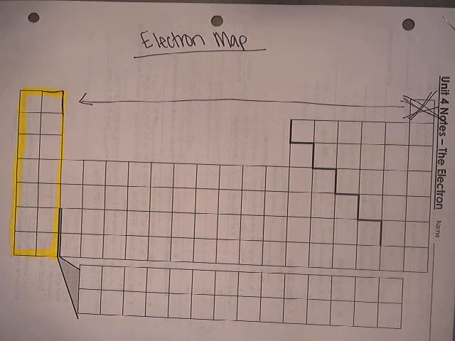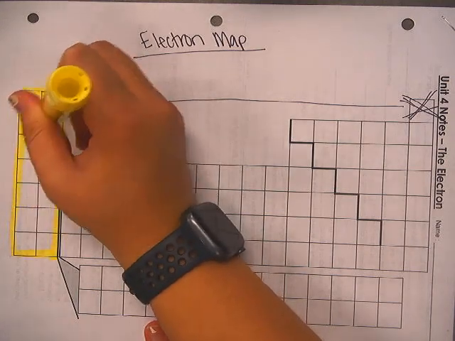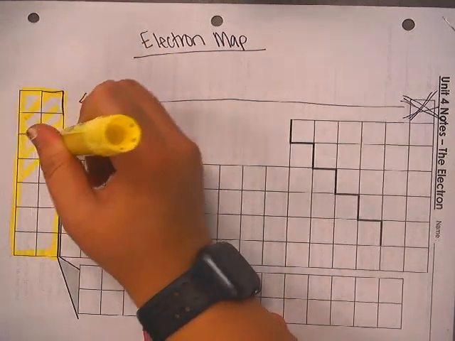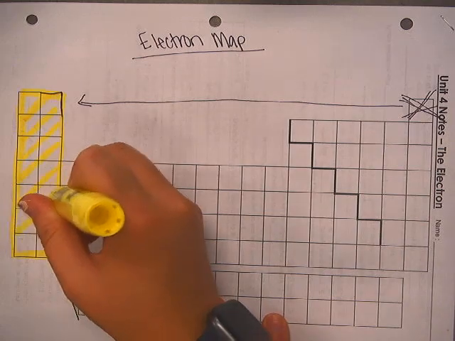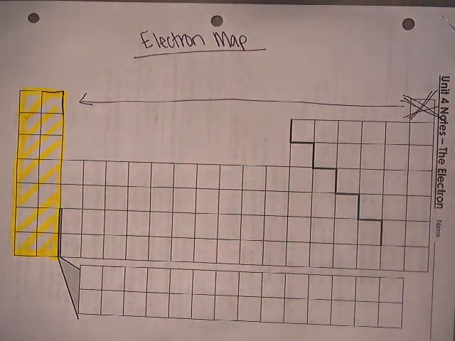Once you've identified that tall block, we're going to put hash marks on it. You can shade the whole thing in if you want to show that all of the squares that are in that block are going to be part of my yellow block, or whatever color you have yours.